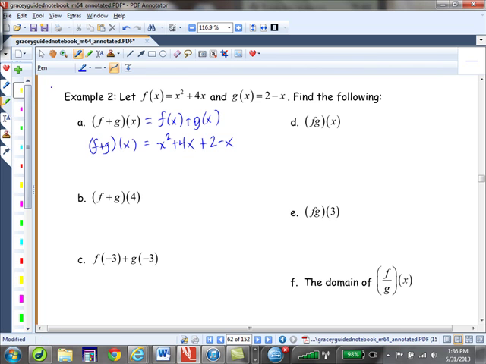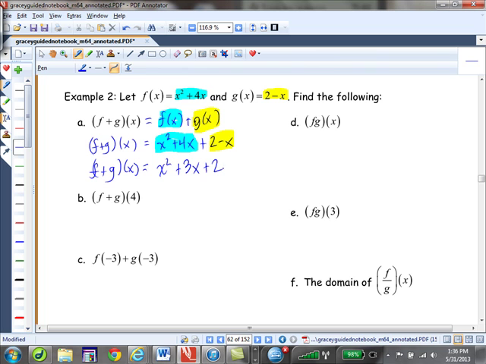So, go ahead and have, so f is the blue and g is the yellow. Alrighty. So we have f plus g at x is equal to x squared plus 3x plus 2 when I combine like terms.